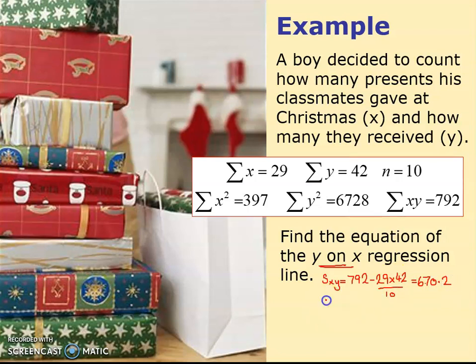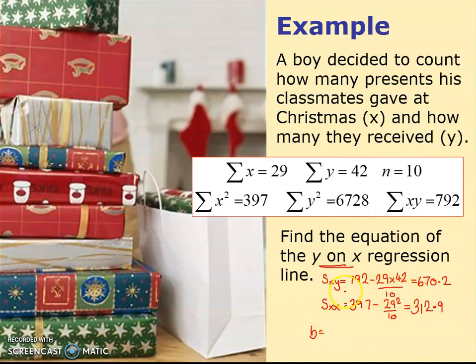I now calculate Sxx, which again is very similar. I do sigma x squared, so 397, minus sigma x, 29, squared divided by 10. So 397 minus 29 squared divided by 10. Got there eventually. And I get 312.9.